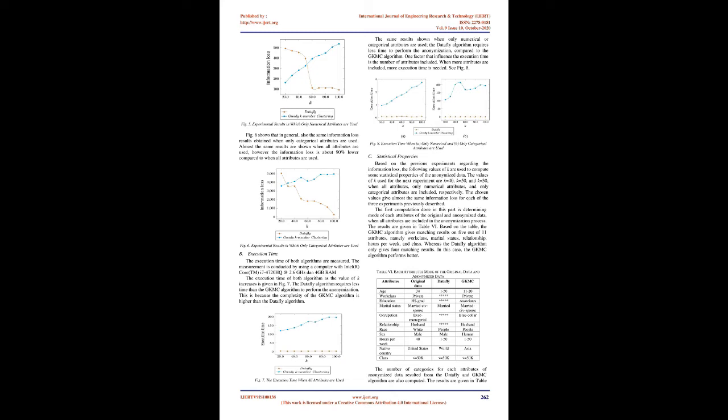The GKMC algorithm makes clusters of size k, so the cluster can have members that are outliers, hence causing more generalization. Other than that, the Datafly algorithm deletes records that cannot satisfy the K-anonymity requirements, which yields a better information loss as the value of k increases.